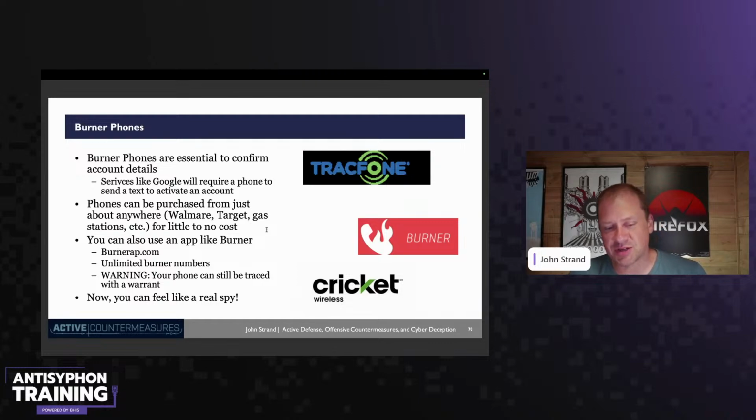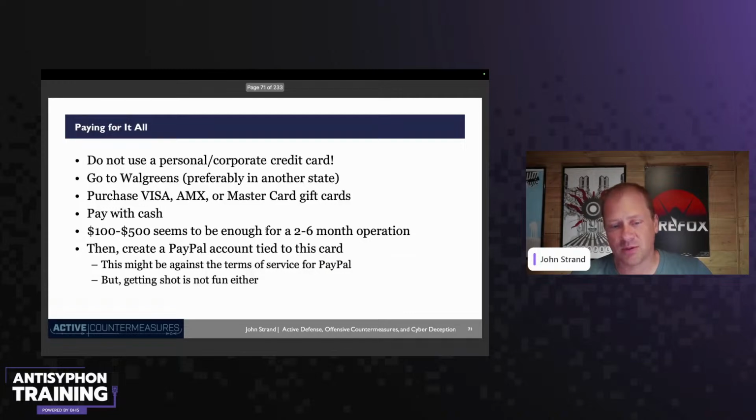But yeah, there's a number of different things. They're absolutely essential to confirm account details. You need to have a phone. 2-factor authentication, you have to have the phone. You can actually just get full phones at Walmart, Target, gas stations, at little to no cost. And then you also have burner apps where you can have burner numbers associated with phones and you can feel like a real spy. You absolutely can. That's up to you, how crazy you want to go down the rabbit hole, right?